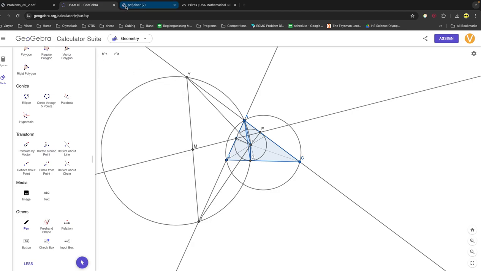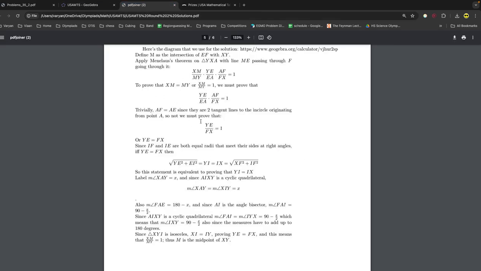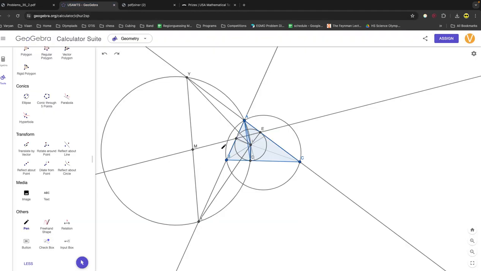Okay, so I do have my full proof here. It was a little bit fun. I wrote "trivially" to make me sound like an Olympiad mathematician, but yeah, this is my USAMTS proof. I even linked my diagram that was right here. So we're applying Menelaus' theorem. So how do we know this, right?